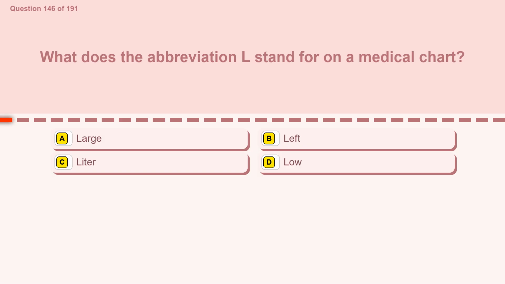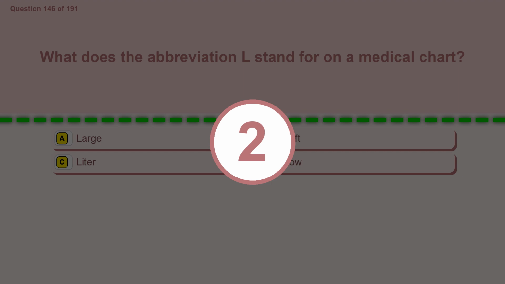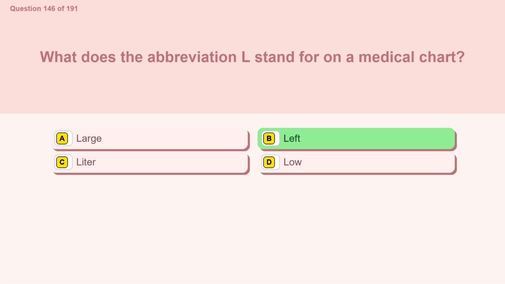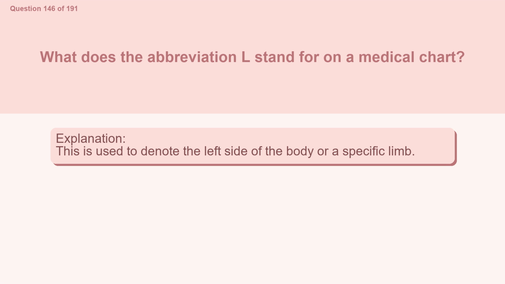Question 146. What does the abbreviation L stand for on a medical chart? Option A, large. Option B, left. Option C, liter. Option D, low. The correct answer is option B, left. This is used to denote the left side of the body or a specific limb.